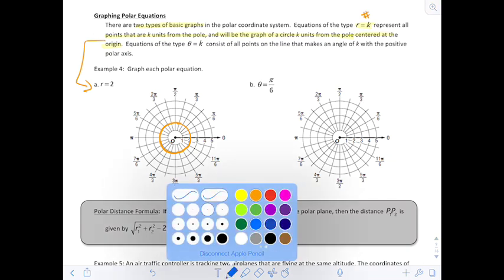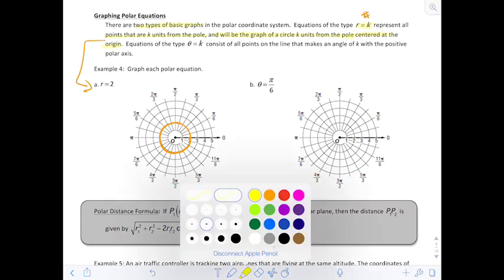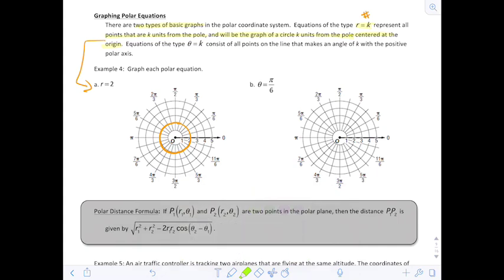Okay, the other type of graph is going to be equations of the type theta equals k. And again, k is a number, and this is going to be our degrees or our radians. Theta equals 135 degrees, theta equals 3 pi over 4 radians. It is all the points on that line that make an angle of k with the positive polar axis.